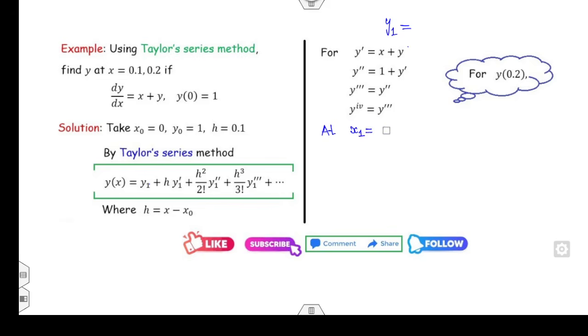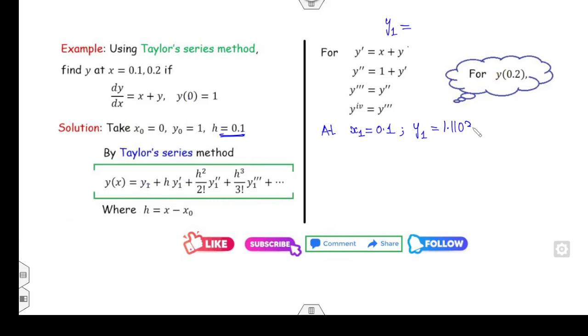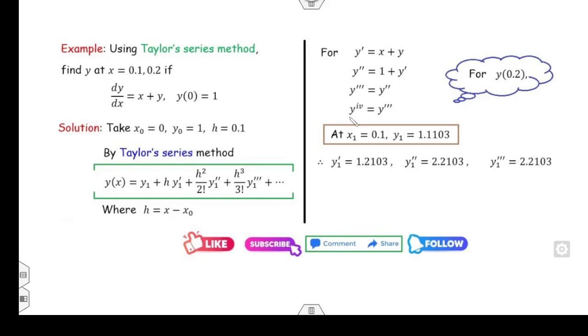What is x1? x0 plus h. The initial point is 0, then 0 plus 0.1 is 0.1, and y1 is what we computed, 1.1103. Based on this value I can calculate y1 prime, x plus y. So that will be 1.2103. Y double prime is 1 plus y dash. Fine. And so on. Clear? Second method, this was the first way.